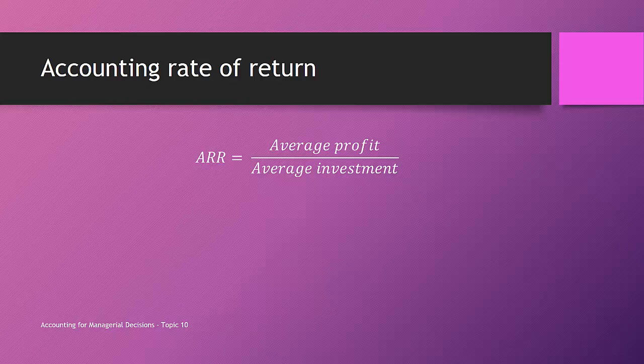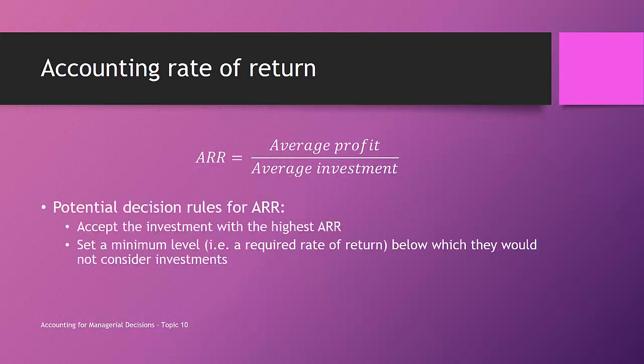So the first of these rules, and with each of these we're going to use a fairly basic example just to provide some color to what we're doing, because it's obviously always good to try to do these things with examples in mind. So for the accounting rate of return, the accounting rate of return is calculated as the average profit over the average investment. Potential decision rules for the accounting rate of return is just to accept the investment with the highest accounting rate of return. So whatever gives you the biggest one, that's the one you go.